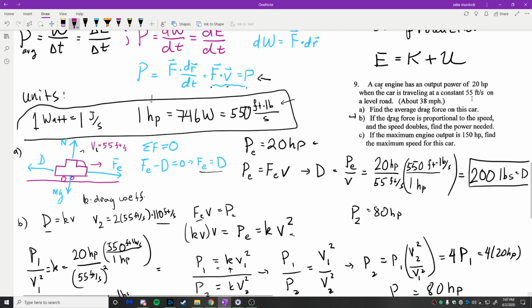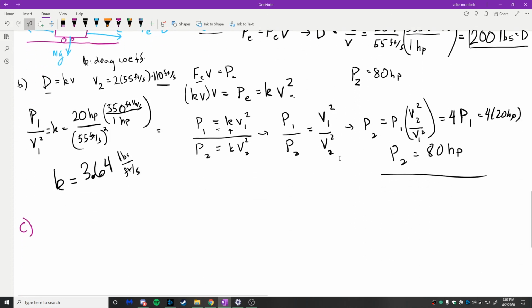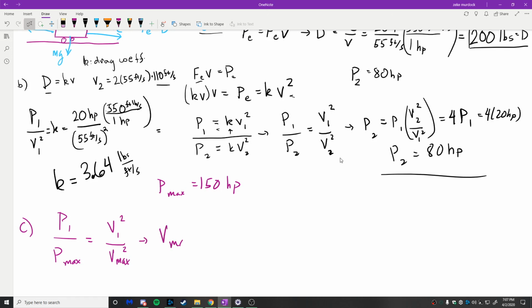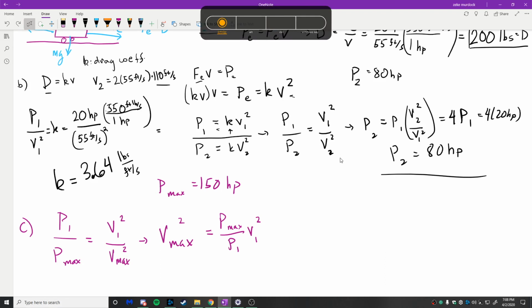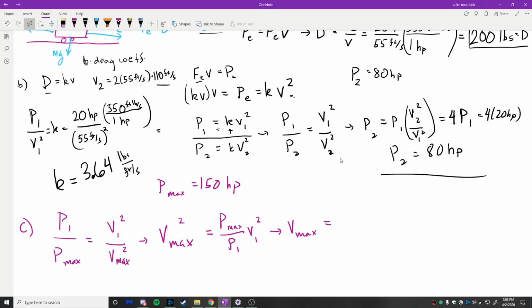The last part says, if the maximum engine output is 150 horsepower, find the maximum speed of the car. Now this is really easy if we use this method right here. So if we say P1 over P max has to be equal to V1 over V max, squared. And if we know max power is 150 horsepower, then we can solve this very easily for the velocity. V max squared should be equal to P max over P1 times V1 squared. So then V max should be equal to the square root of P max divided by P1, and then that multiplied by V1, not inside the square root.